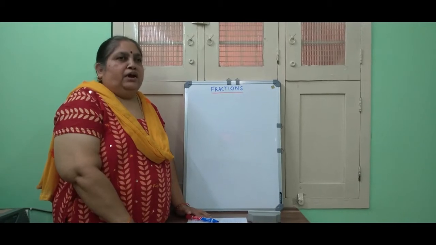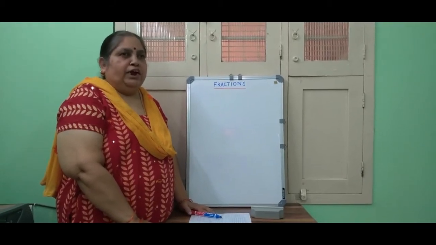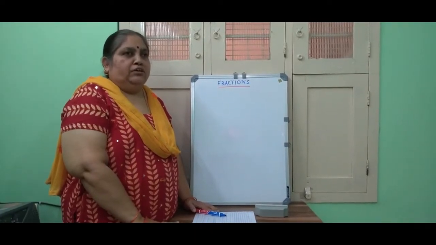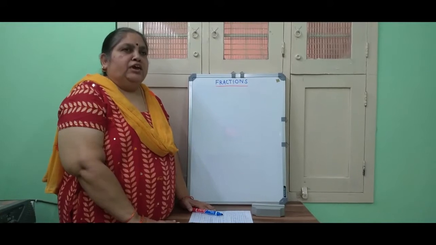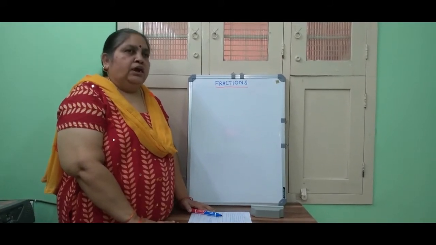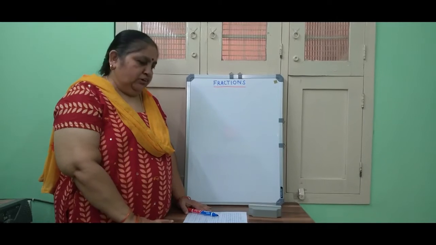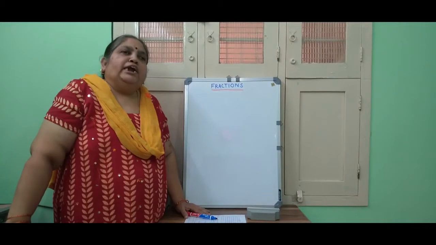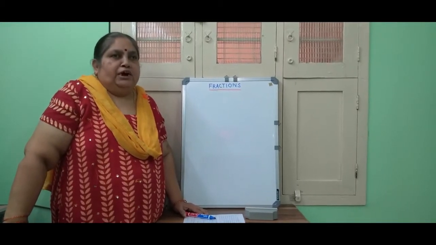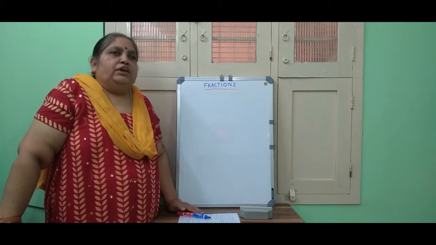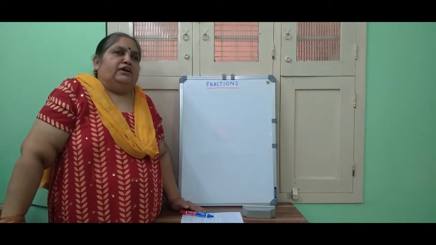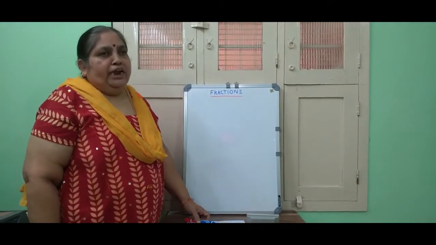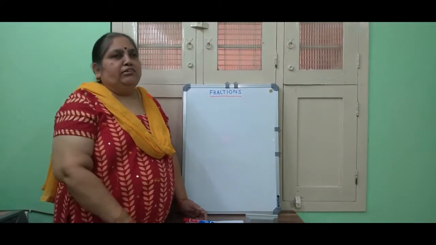So here I am dealing with the topic of fractions, and let us know what a fraction is. A fraction is a part of a whole, and a fraction can be represented with a numerator and a denominator, in two parts. The upper part of the fraction is called the numerator and the lower part is called the denominator. To make it simple to understand, I will give one example.